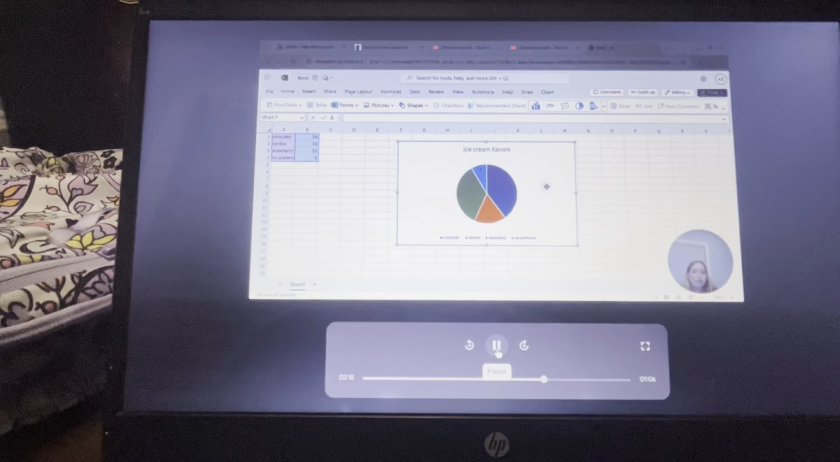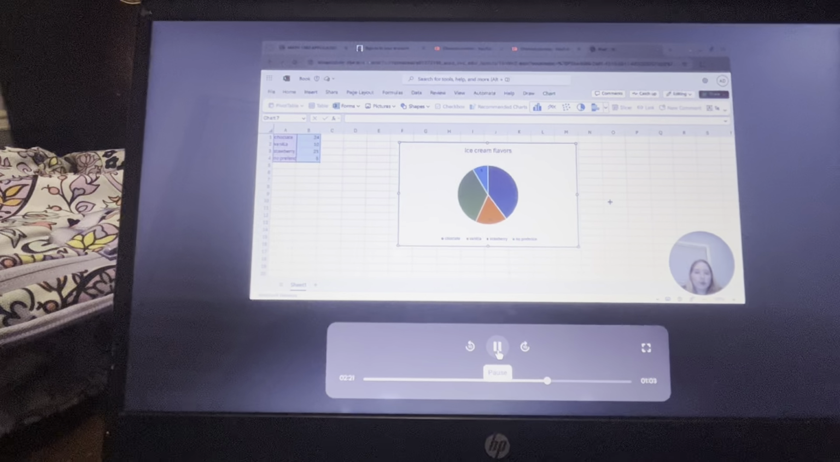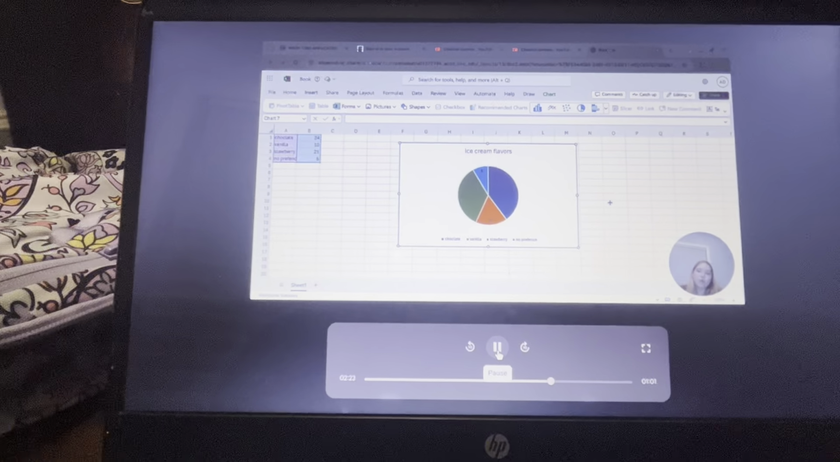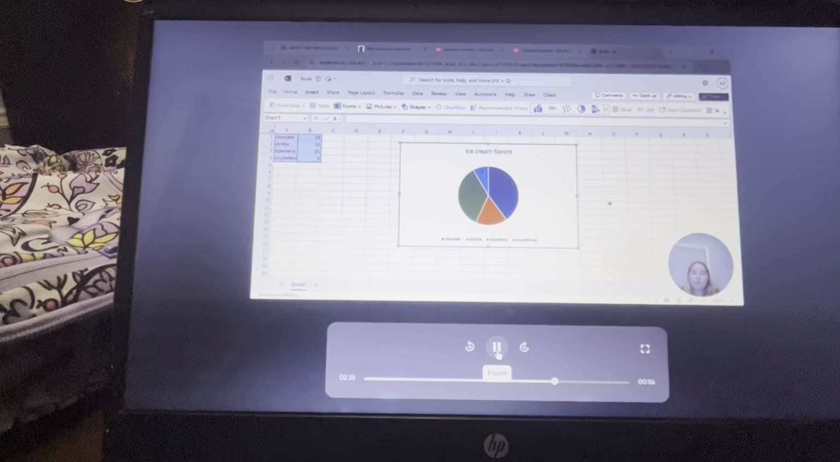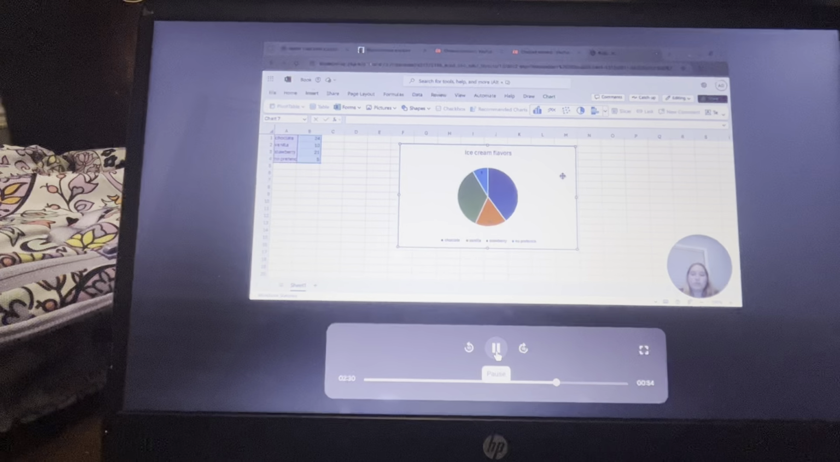And this is the pie chart that I did on Excel. And after this, we are going to move on to how to do a pie chart with paper and pencil and further explain the data.